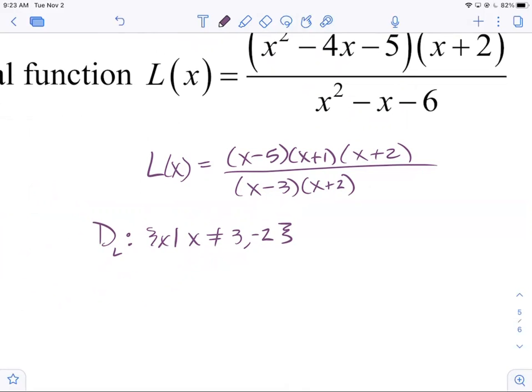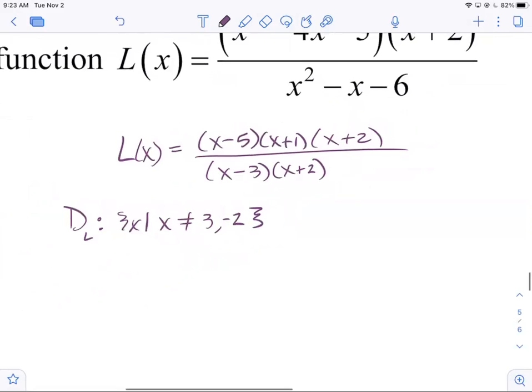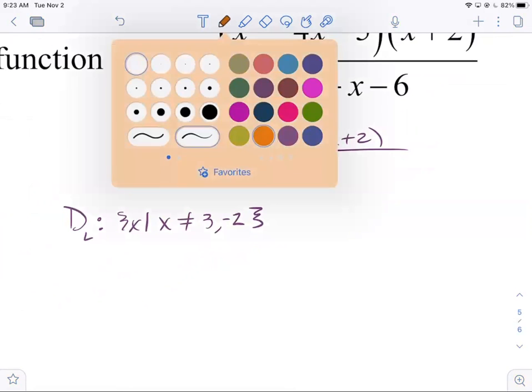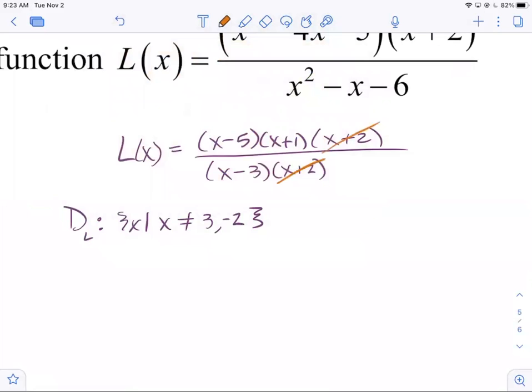3 and -2. Awesome. Yeah. So now what divides out? Not the x plus 1s as I was trying to make, but the x plus 2s. So we can say that L has a vertical asymptote at x equals 3 and a hole at x equals -2. Now you don't have to write that as y if you don't want to.